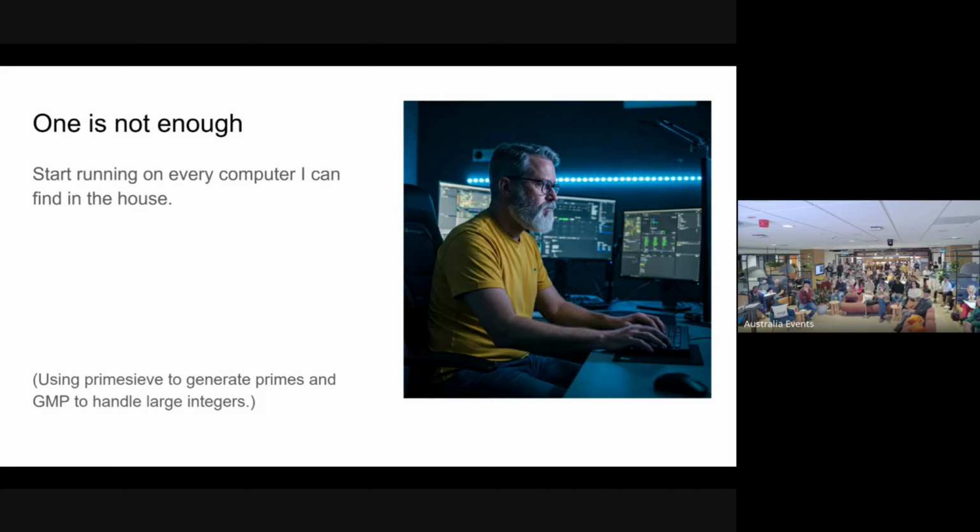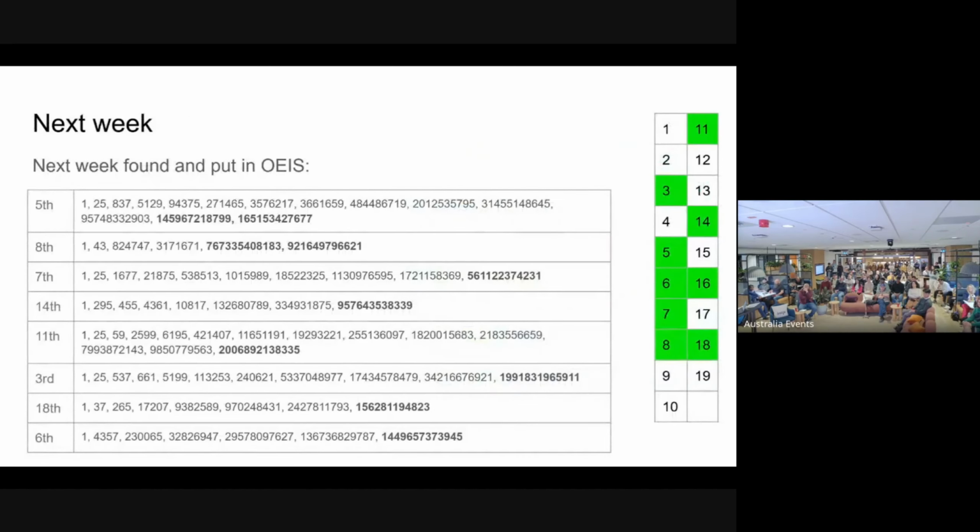So I start running it on every computer that I can find in the house, old ones and laptops and things. And just as to how I'm doing this, there's a program prime sieve in C that's very fast at factoring primes. And I'm using the GMP large integer library to handle large calculations. So in the next week, I found and put in the OEIS the biggest numbers for the 5th, 8th, 7th, 14th, 11th, 3rd, 18th, and 6th powers of these sequences.